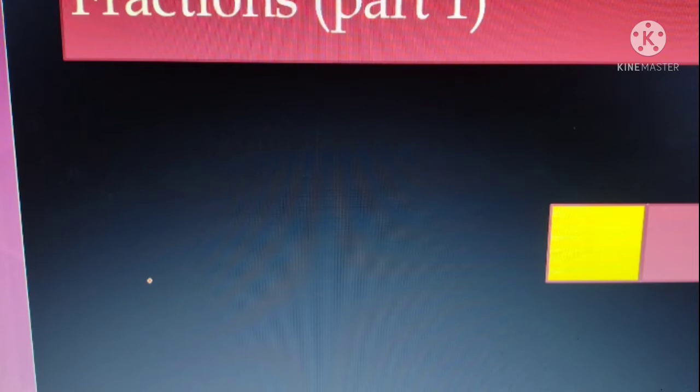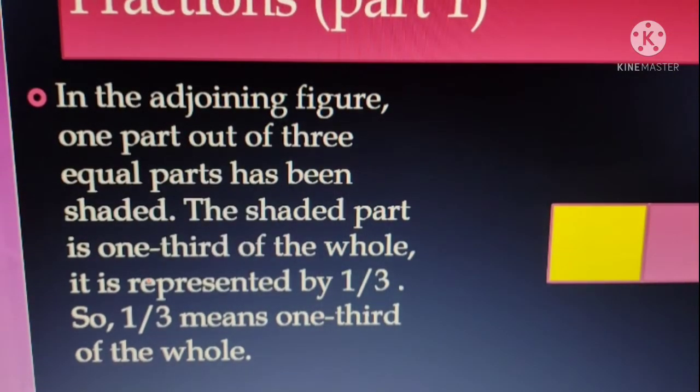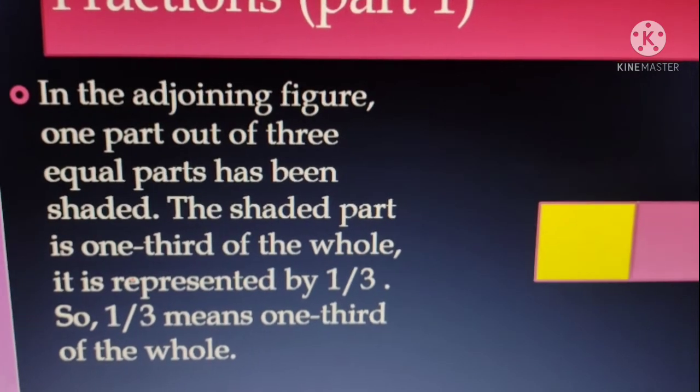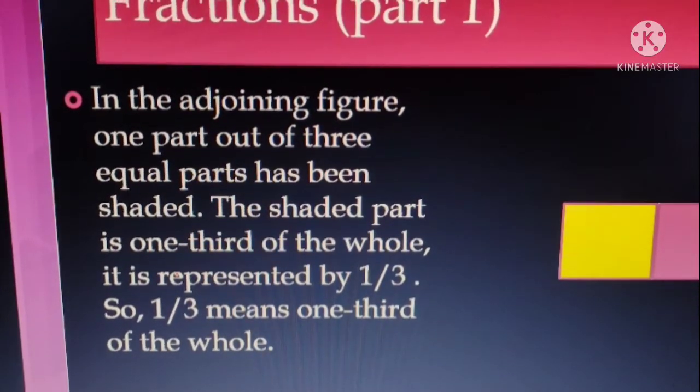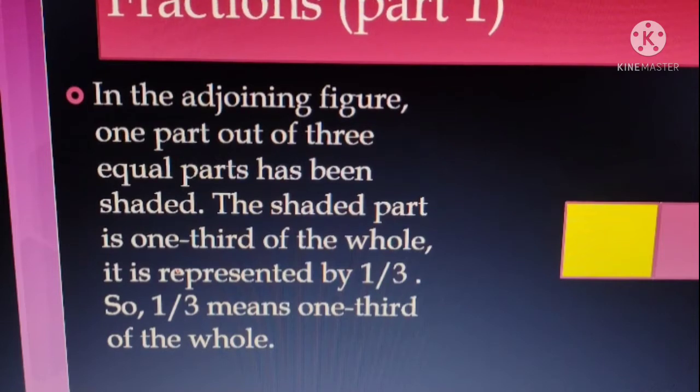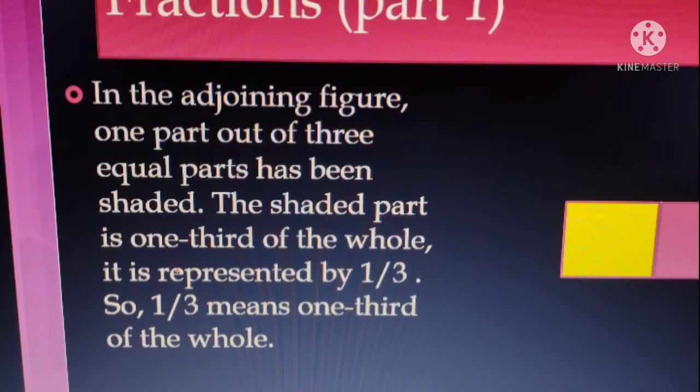As here you can see the figure. In this figure the idea is same, only the figure is divided into three equal parts and out of which one is shaded. Okay. Now let's see the description of this figure. In the adjoining figure, one part out of three equal parts has been shaded, as I have told you, and you can also see. The shaded part is 1/3 of the whole. That means the shaded part represents 1 by 3.